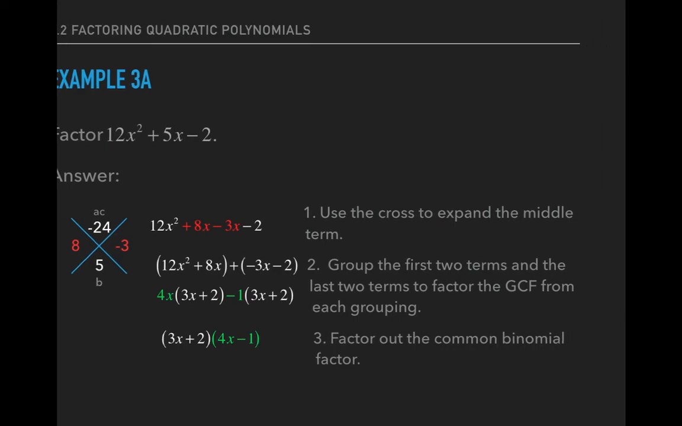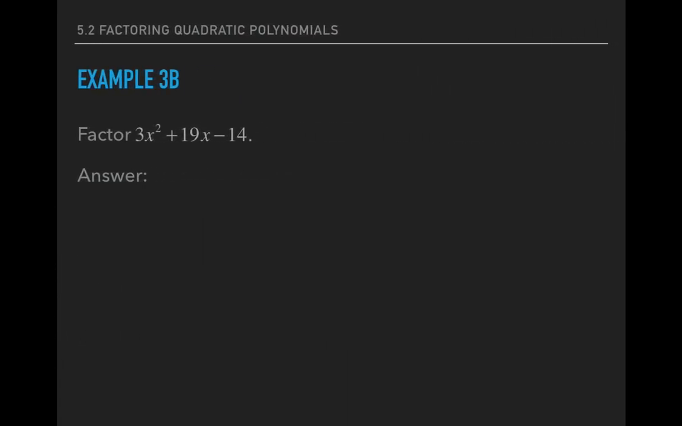All right, let's do another like this. Again, we'll use the cross to expand the middle. Our b value is 19, and our product, a times c, is going to be a -42. Now, don't get too hung up here. Just start writing factors. 1 and 42. Okay, that's not going to give me 19. 2 and 21. Oh, you know what? That's going to work. And if I make the 2 negative, perfect.